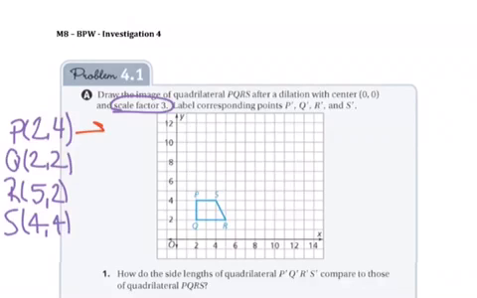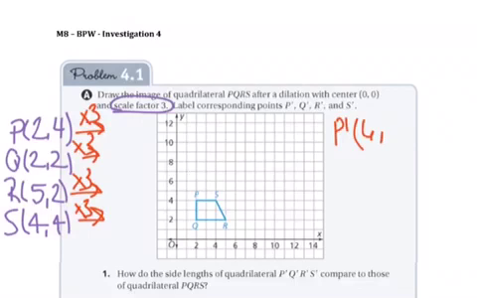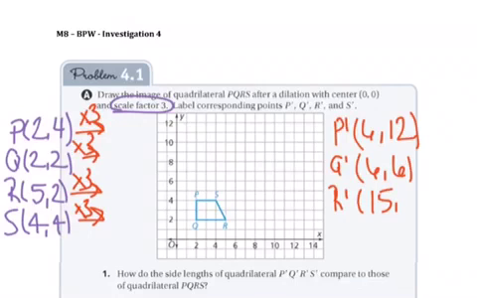We're going to apply the scale factor of 3 to each of the X and the Y coordinates in every point. So P prime is going to be 3 times 2, so 6, and 3 times 4, so 12. Q prime is going to be 3 times 2, so 6, and again 3 times 2, so 6. R prime is going to be 15, so 3 times 5, and then 2 times 3, so 6. And S prime, 4 times 3 is 12, and again 4 times 3 is 12.